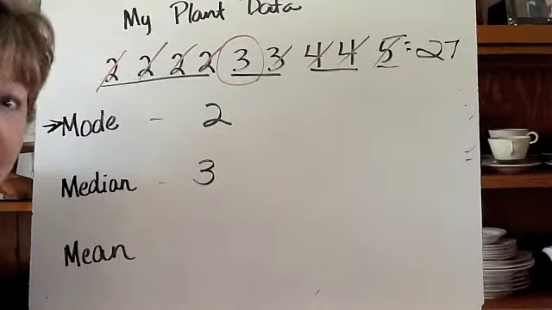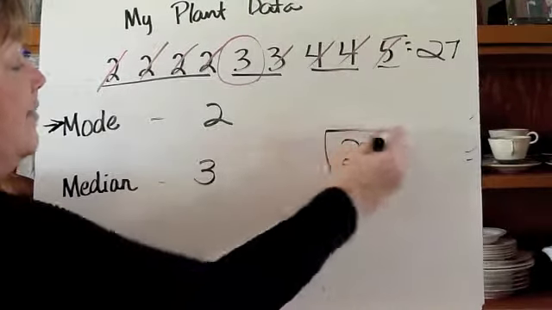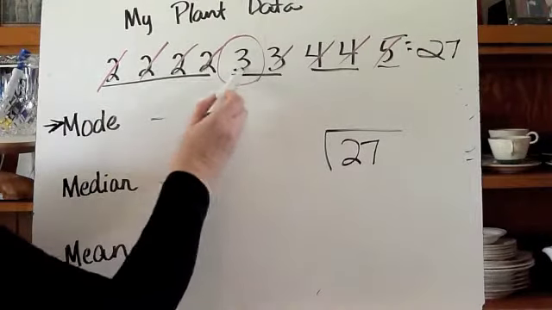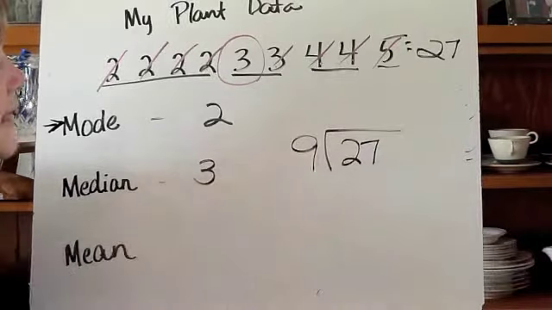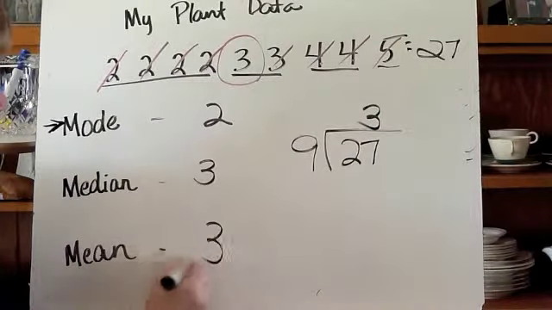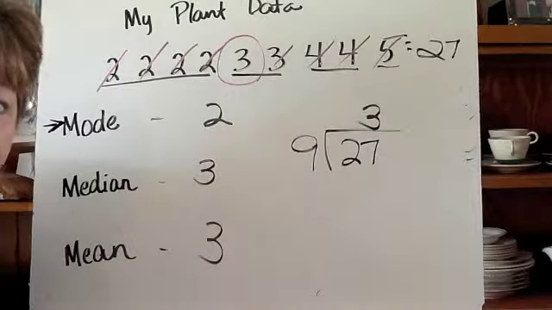So remember what I do is I add them all up and then I divide by how many numbers there are. So let me see how many numbers. 1, 2, 3, 4, 5, 6, 7, 8, 9 numbers. So 9 into 27, ooh, this is a pretty good one, goes 3 times. So my mean is 3. Now it could have been something where I had a fraction left over and you could put that in there.